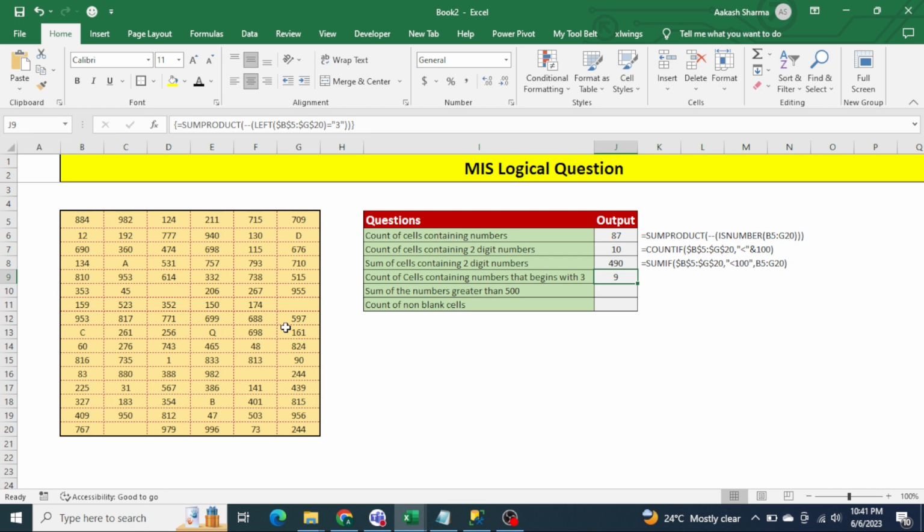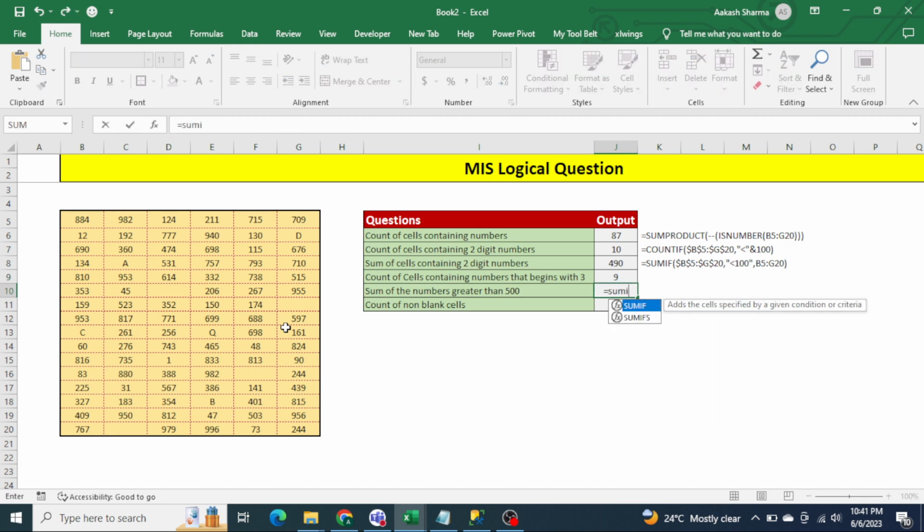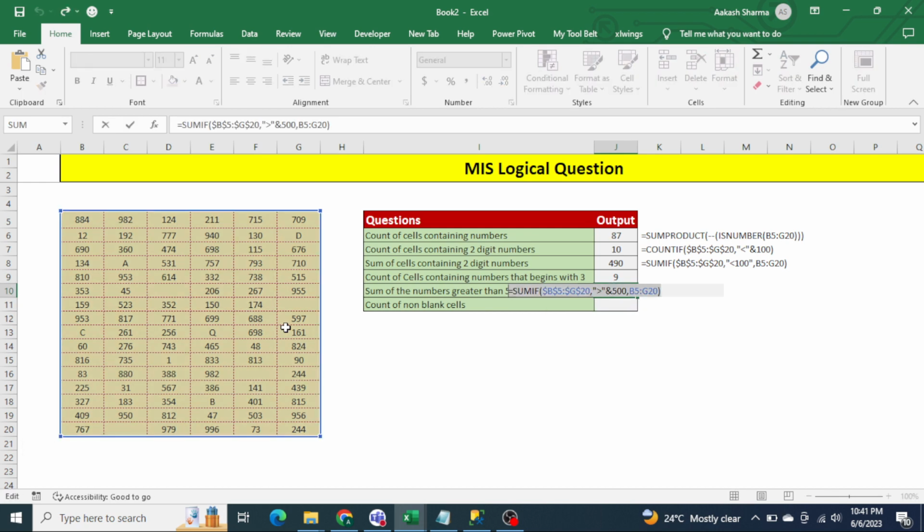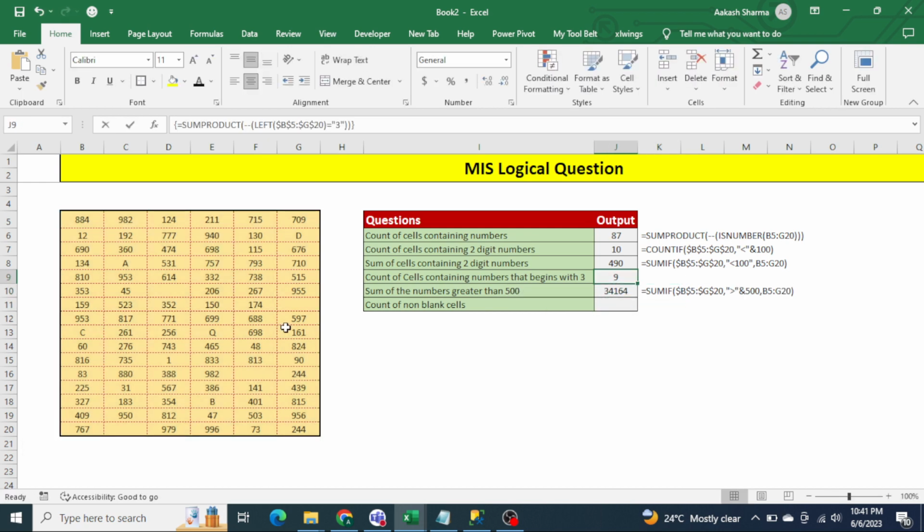Now let's move to the fifth question. In the fifth question, I want to sum those cells which are greater than 500. Here I would give equal to SUMIF, simple. In SUMIF I would give the range, and I want to sum values greater than 500. Which range? This range. Enter. It is 34,164, the sum of those cells containing values greater than 500.